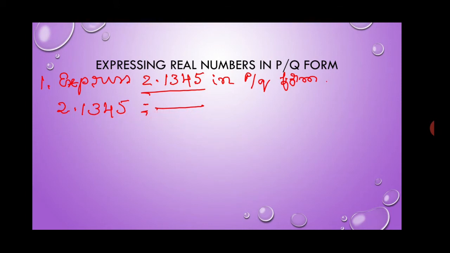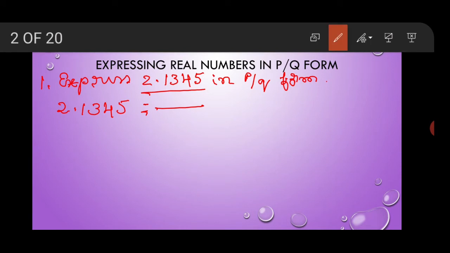First I will write now. Without the decimal point, read the number 21345. And after the decimal point, how many digits are here? There are 4 digits. So write 4 zeros followed by 1. So this will be the p by q form of the given decimal expansion or real number. You can simplify further also.